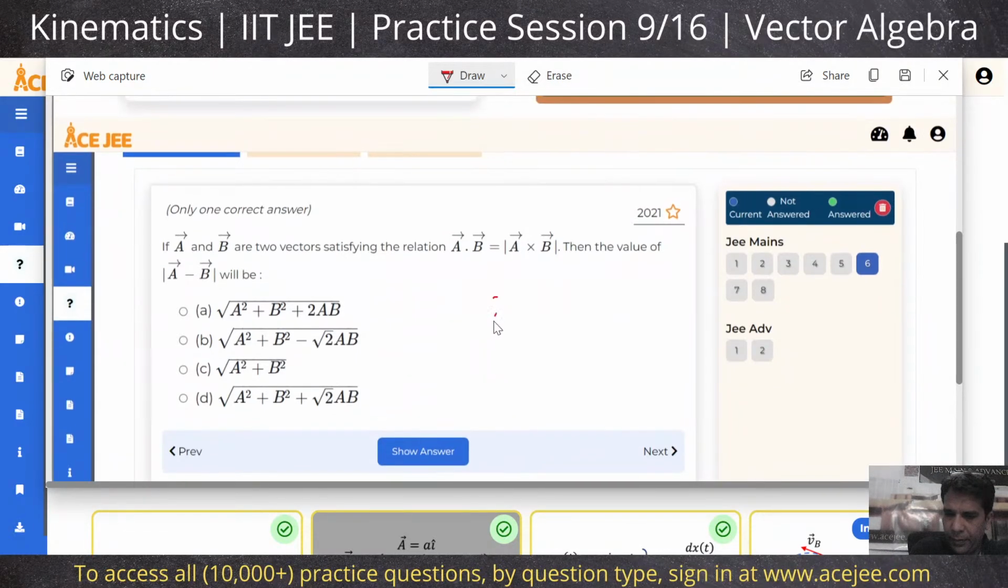Let me do this one. Let's see. Yes, sir. Ravi beta or Ruchika beta, you guys can correct me in my mind. So this is equal to the square root of A minus B dotted with A minus B.